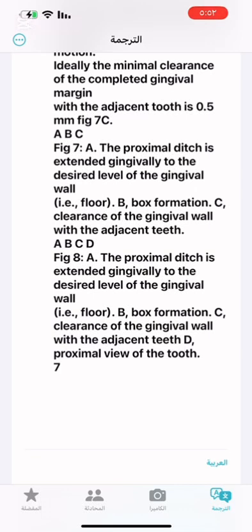A, B, C, D. Fig 8. The proximal ditch is extended gingivally to the desired level of the gingival wall, i.e. floor. B. Box formation. C. Clearance of the gingival wall with the adjacent teeth. D. Proximal view of the tooth.